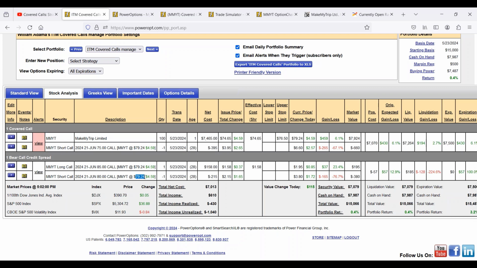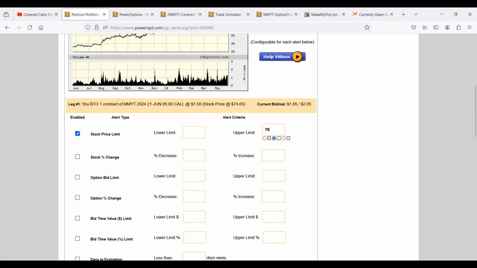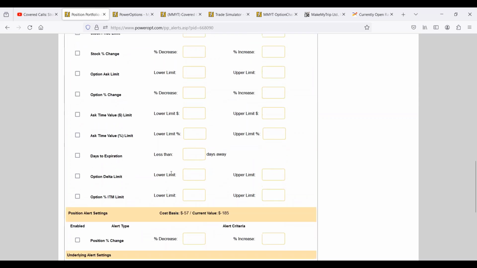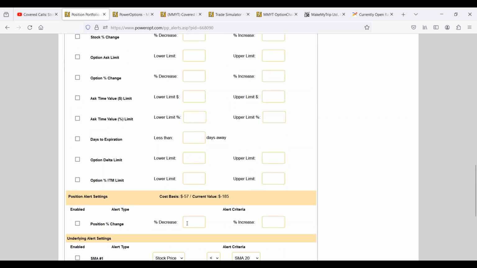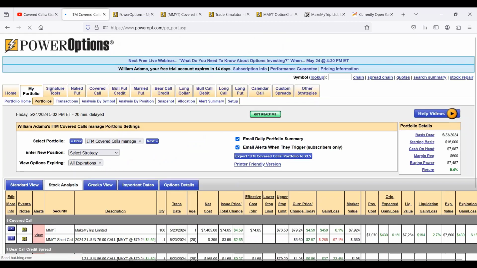You can see these triggers that we use in our credit spread playlist as well. I would have set that alert to 1% of the 80 strike, which would be if the stock was at 79.20. So that's what I would have entered here, upper limit of 79.20, and that's a red warning for me. And of course, position percent change. If I'm down 50%, I would have put that in as well. All right. Now let's just go ahead and save the alerts.